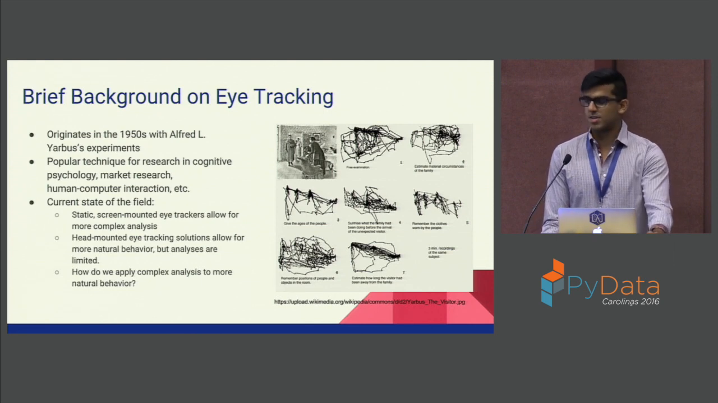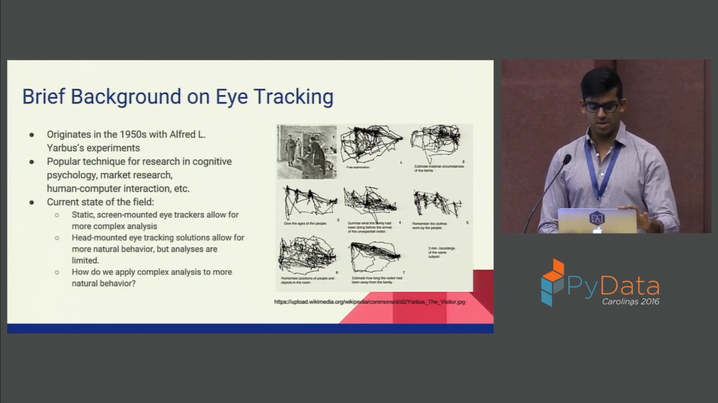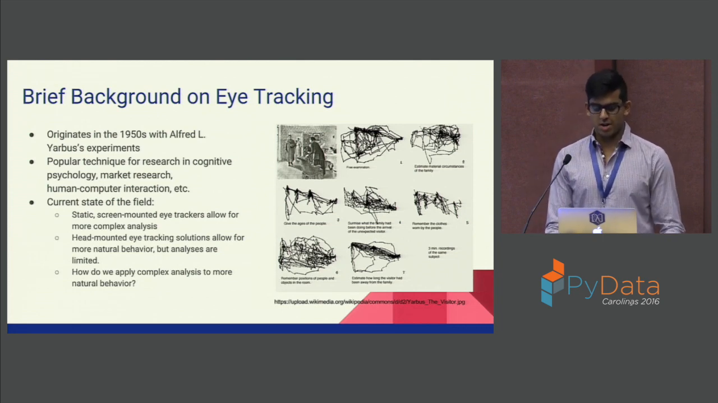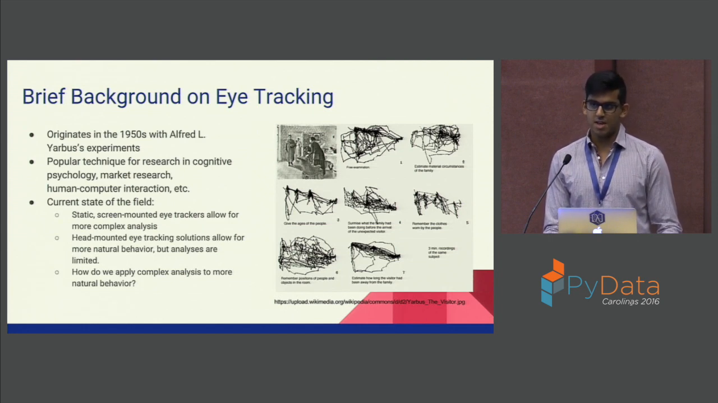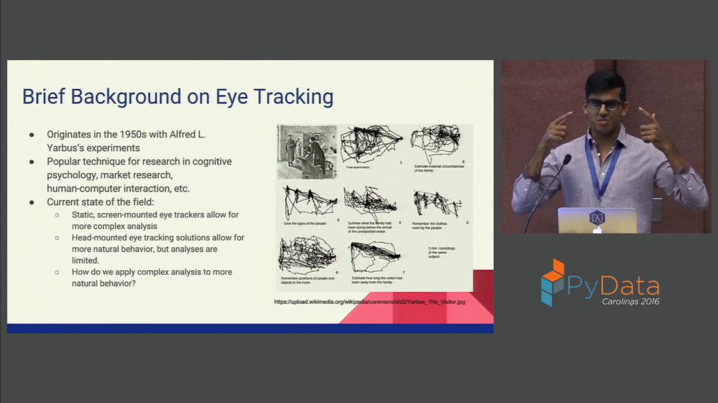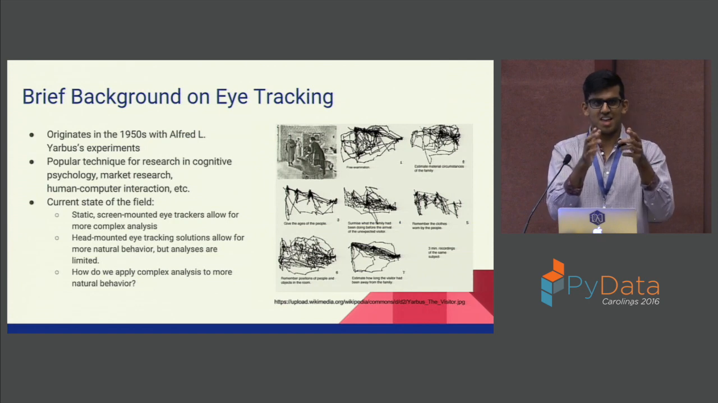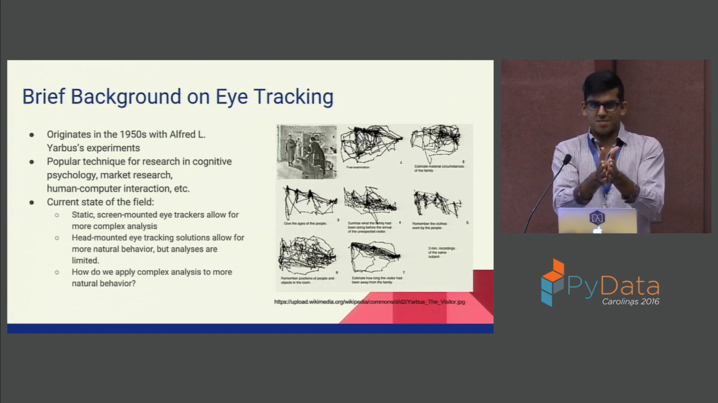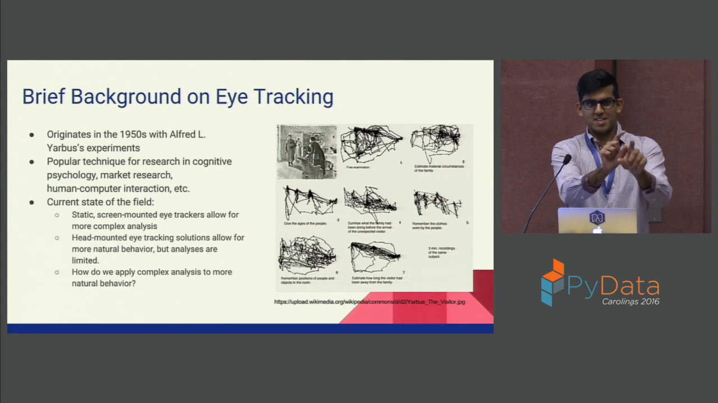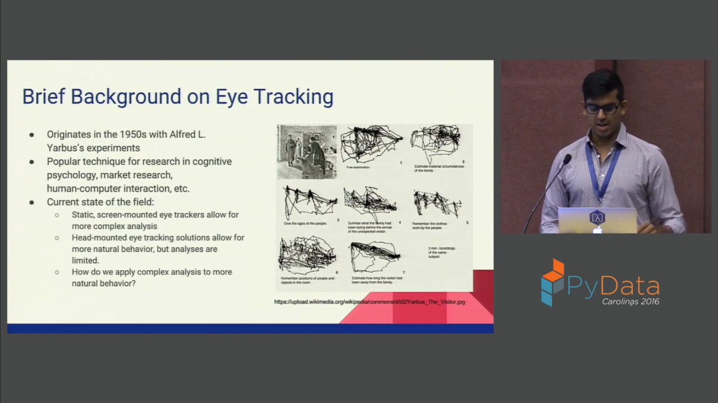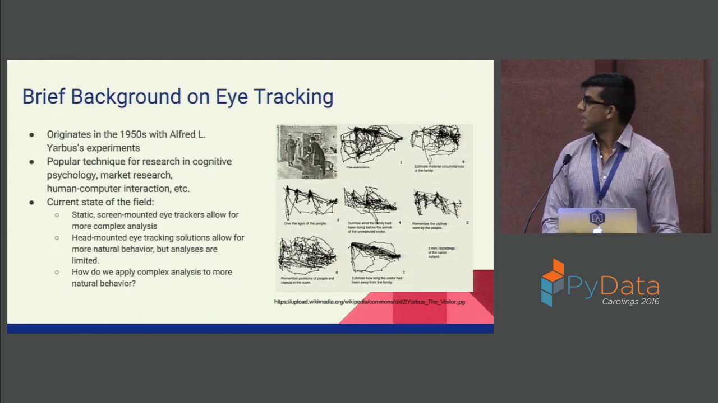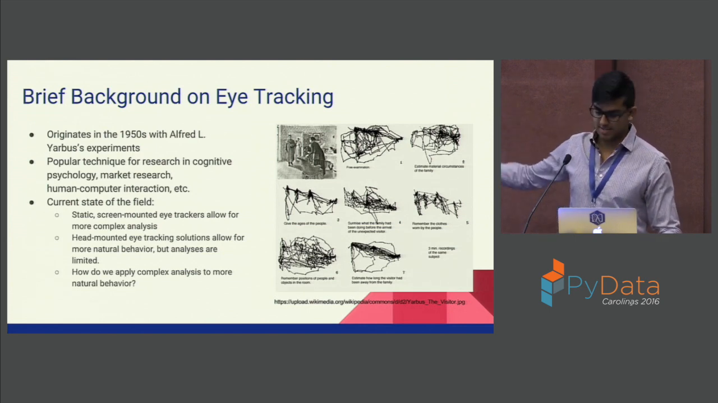So before I talk about specifically what we were doing, I thought I'd give a brief background on eye tracking. Eye tracking started in about the 1950s with a Russian psychologist named Alfred Yarbus. He performed these experiments with this complicated device that reflected light off the retinas, and then using film basically recorded where people were looking with respect to a piece of artwork. And you can see the experiments that he was running right here on the right side of the screen.